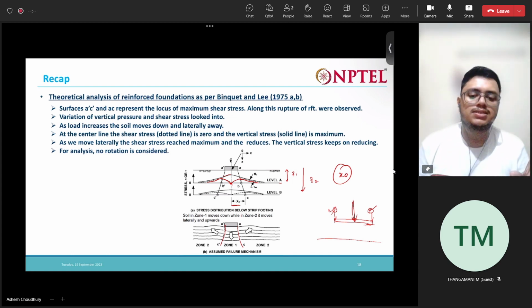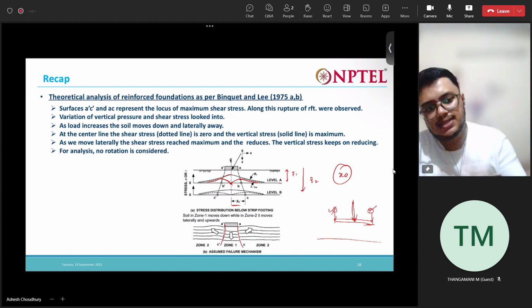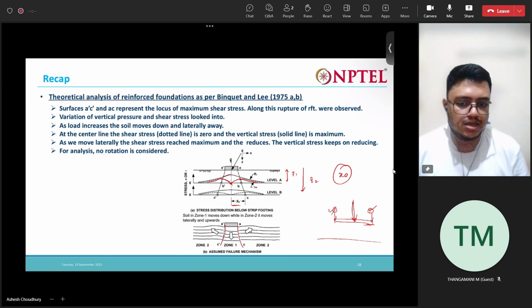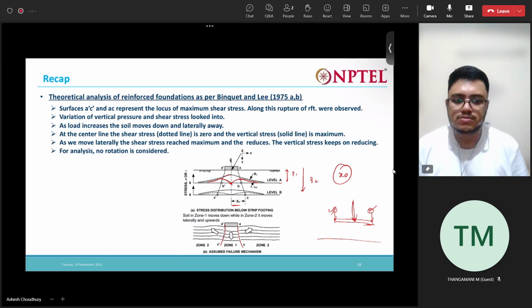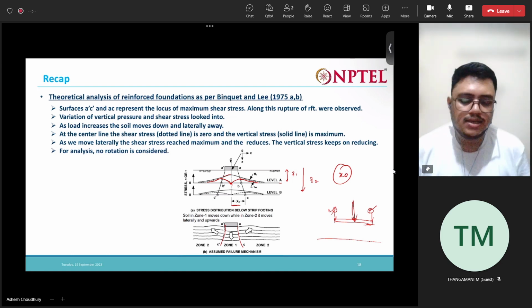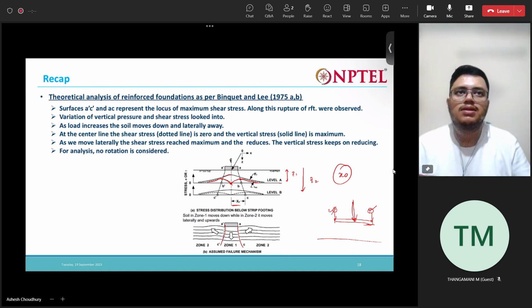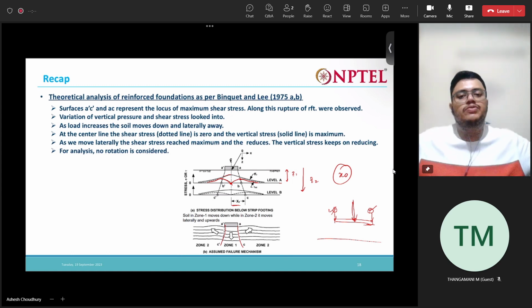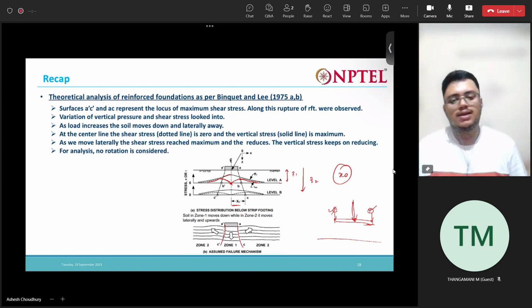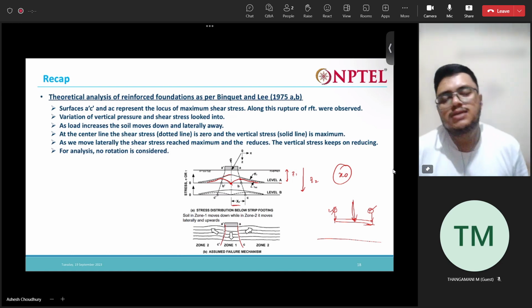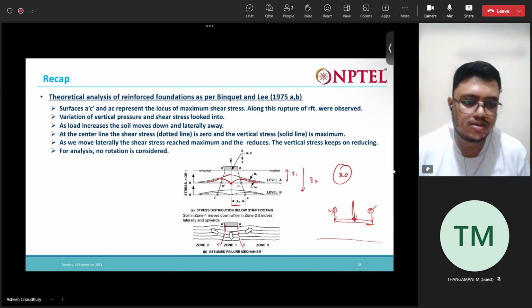So they did not consider this rotation. They just consider the downward movement: the soil in the central zone will come down, and the other portions will move laterally outwards. So they did not consider the rotation of the foundation. But practically, what we can say from experiments is that some rotation actually does occur.